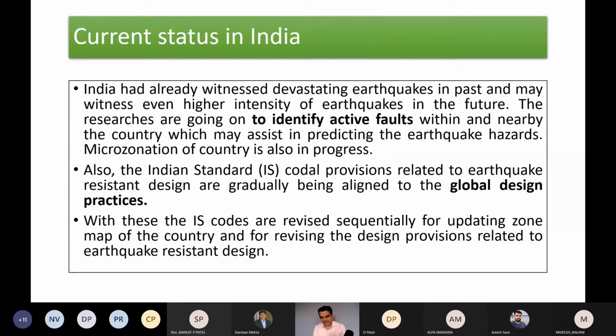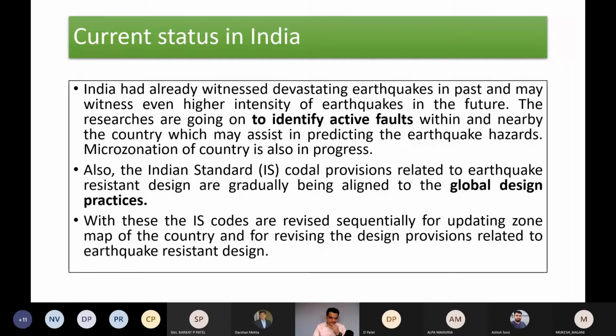So the current status, if we see quickly, is that we have already witnessed devastating earthquakes in the past, and may witness even higher intensity of earthquakes in the future as well. There is a lot of research going on right now to identify the active faults, and microzonation is also coming up, because whenever we talk about non-linear time history analysis, the most basic input, which is the ground motion, is not available with us. So many different studies are going on right now.